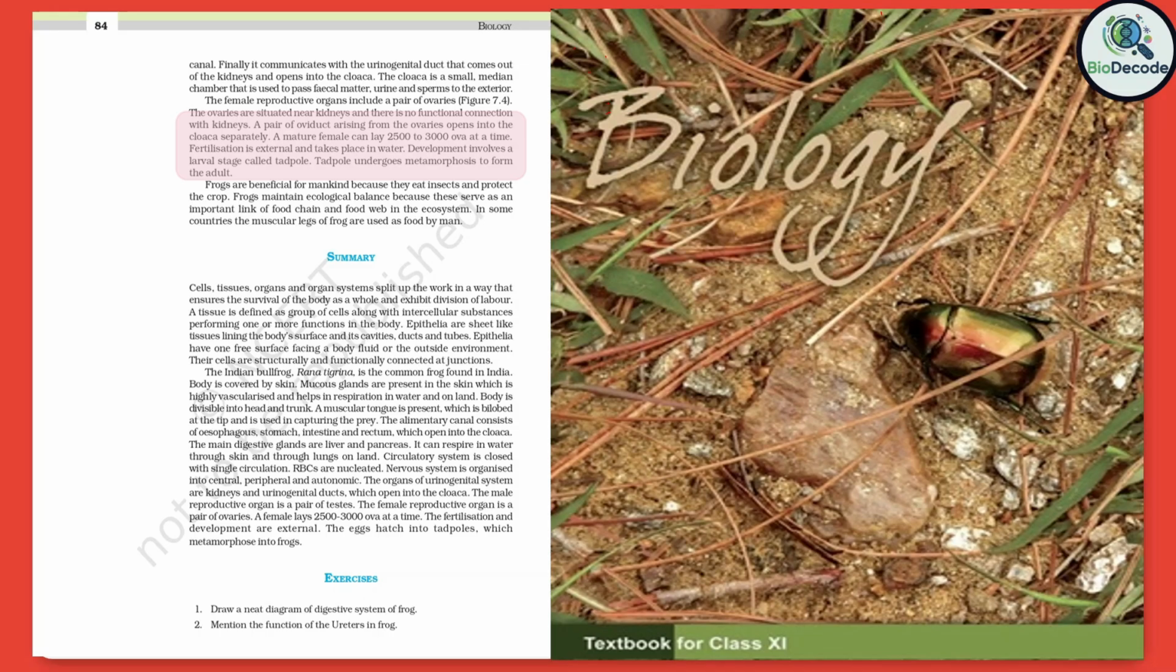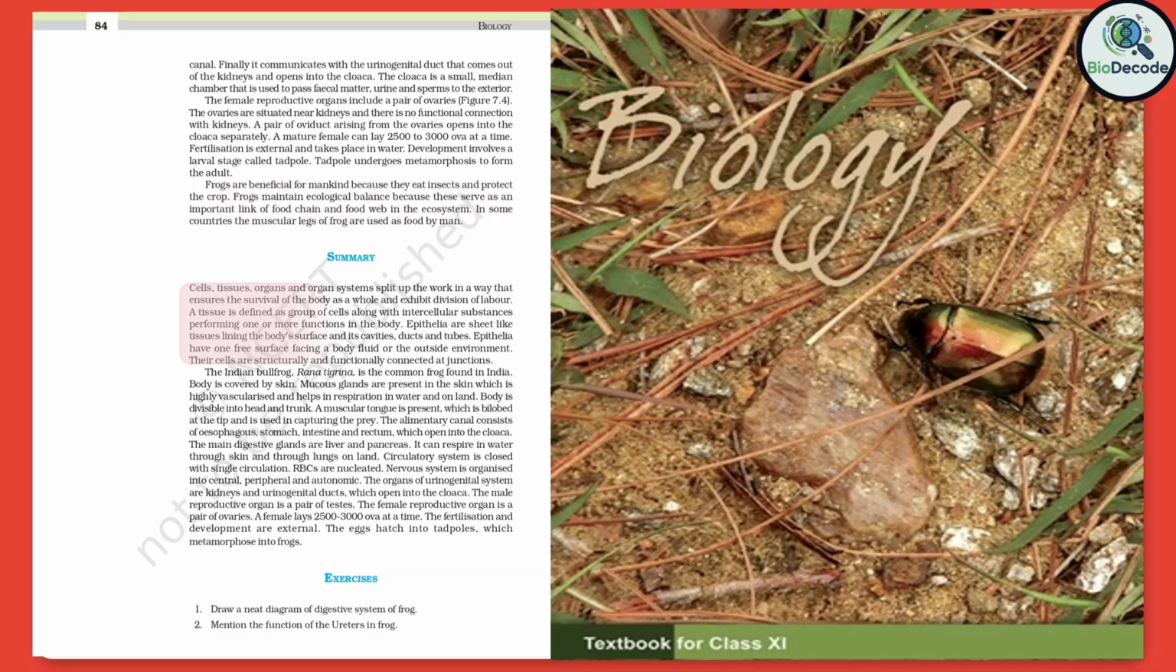Fertilization is external and takes place in water. Development involves a larval stage called tadpole. Tadpole undergoes metamorphosis to form the adult. Frogs are beneficial for mankind because they eat insects and protect the crop. Frogs maintain ecological balance because these serve as an important link of food chain and food web in the ecosystem. In some countries, the muscular legs of frog are used as food by man.